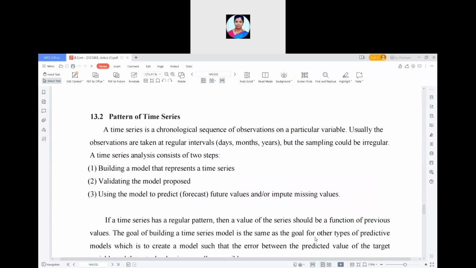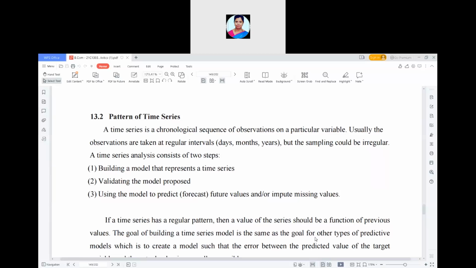So a time series is basically a chronological order or sequence of observations on a particular variable. Usually these observations are taken at regular intervals, that may be days or months or years or weeks or whatever it may be. So it may be at regular intervals, but the sampling could be irregular.